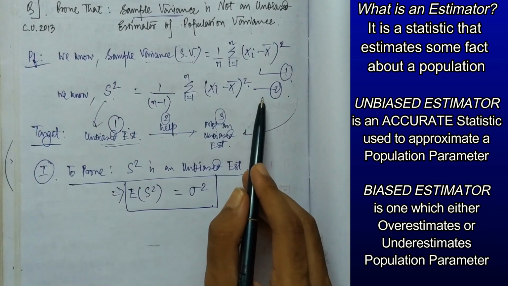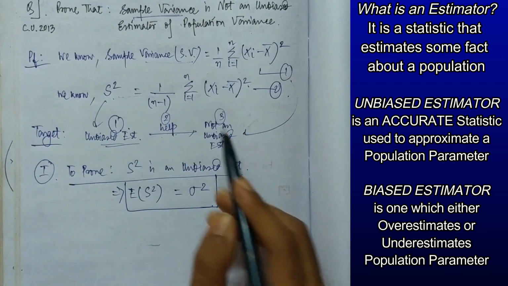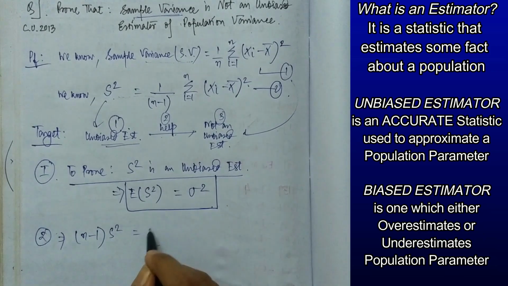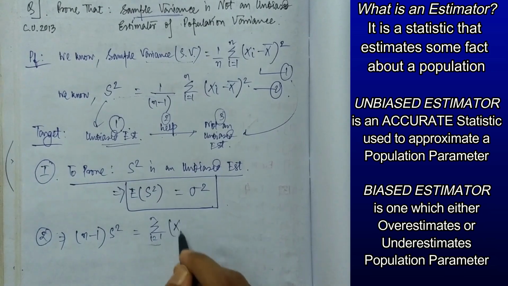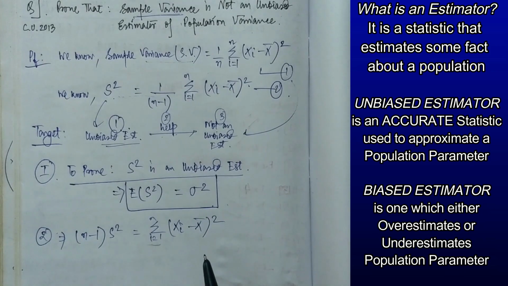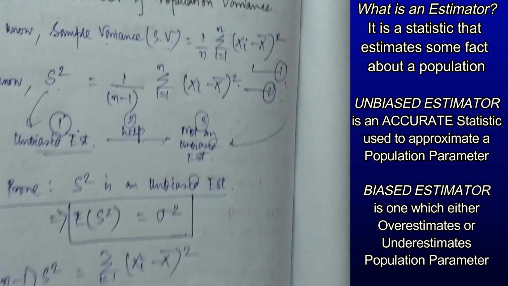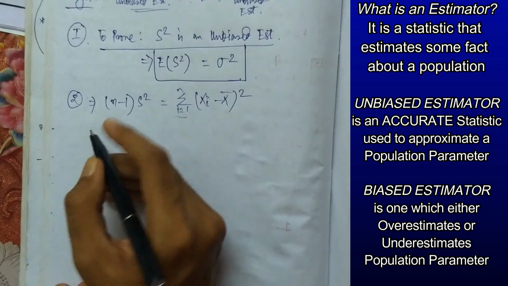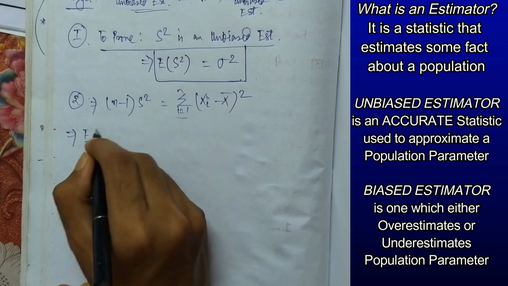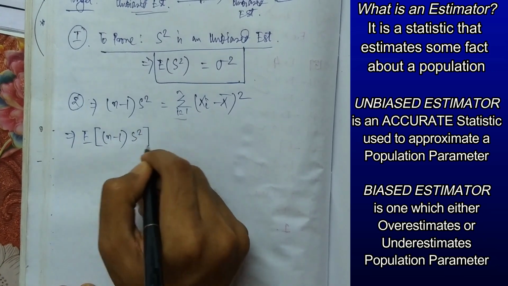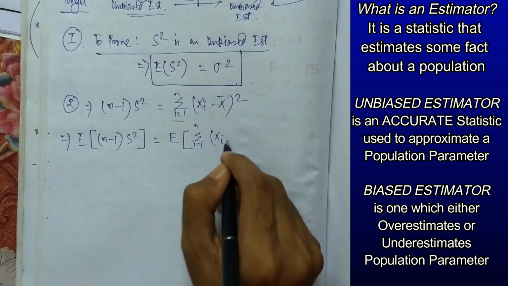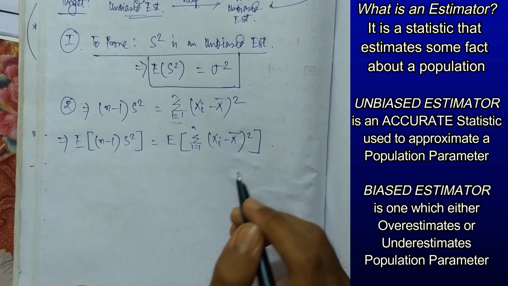Now, from this formula, S square equals 1 by n minus 1 summation xi minus x bar whole square. We put n minus 1 to the left. So from 2 we have n minus 1 S square equals summation i running from 1 to n xi minus x bar whole square. Now let us take expectation on both sides. So expectation of n minus 1 S square equals expectation of summation i 1 to n xi minus x bar whole square.